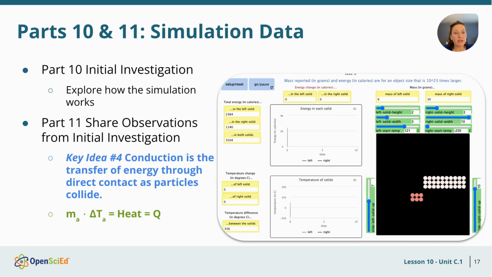In part 11, the students will share their observations from their initial investigation, and after discussion, then you will add to your chart key idea number 4, that conduction is the transfer of energy through the direct contact of particles. And then you're going to go back to key idea number 3, and you'll replace mass times temperature change with heat and the letter Q.